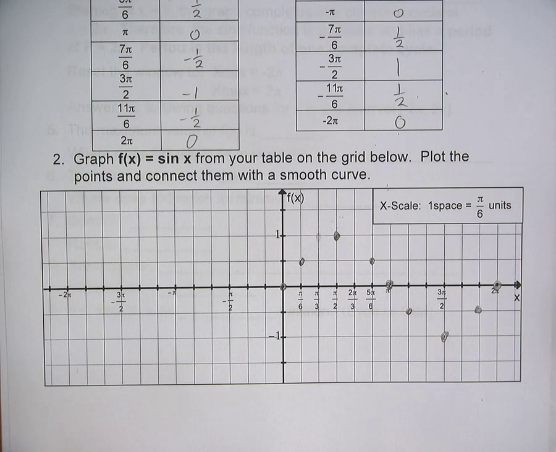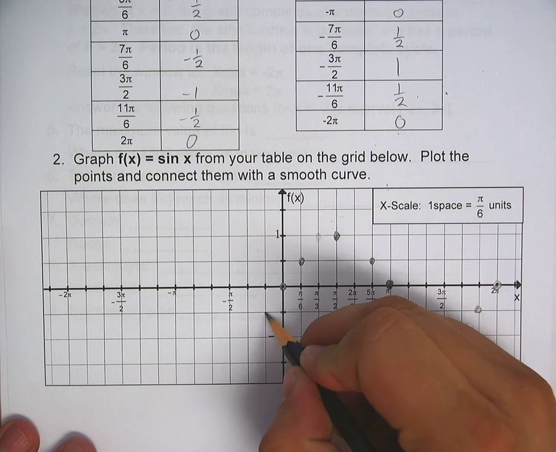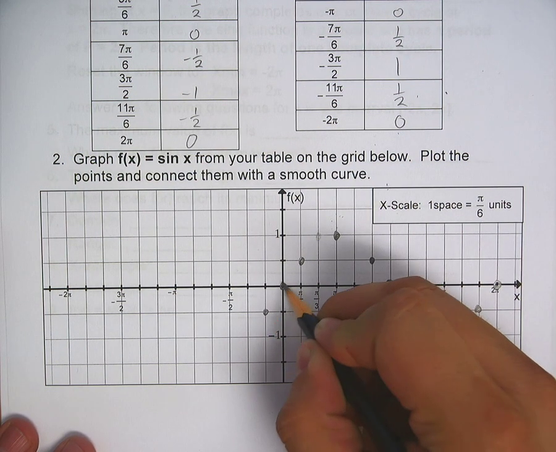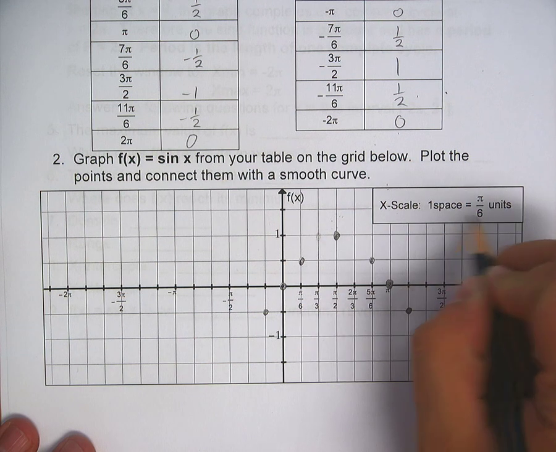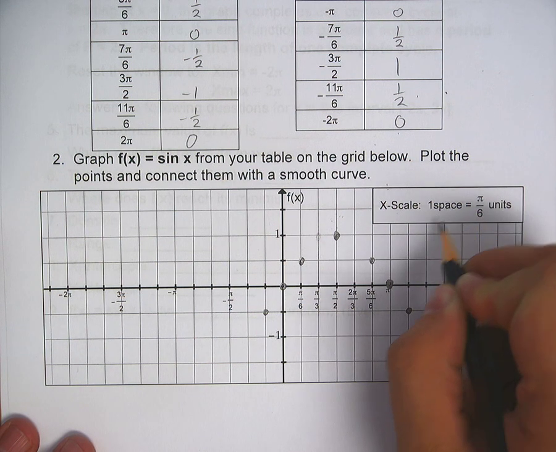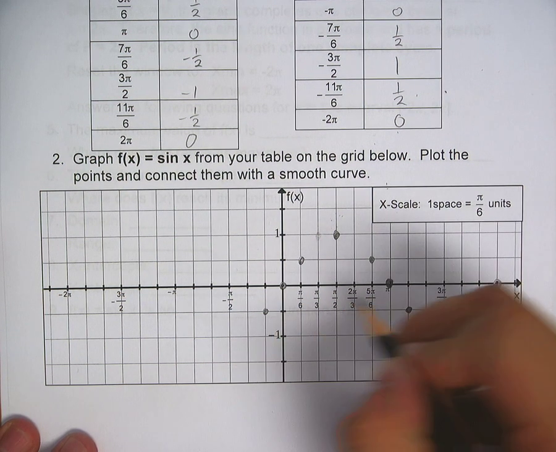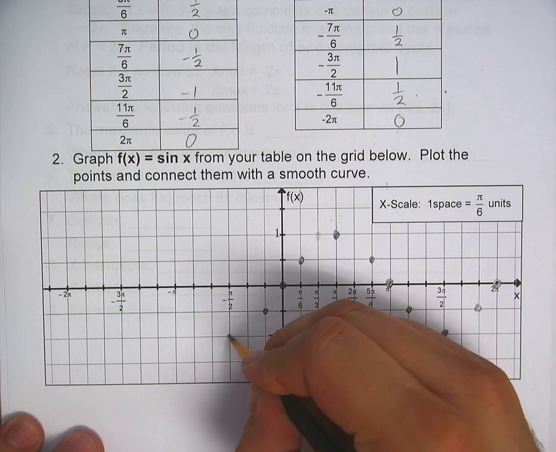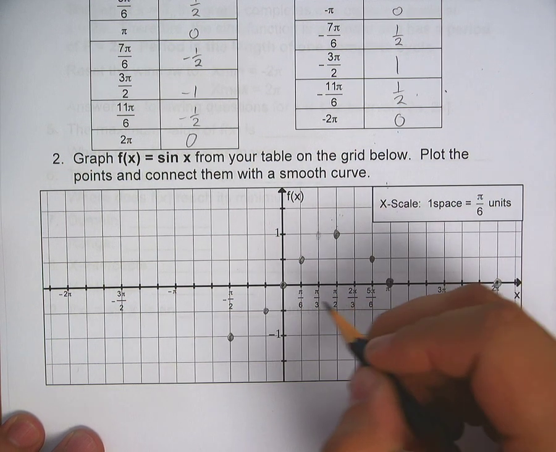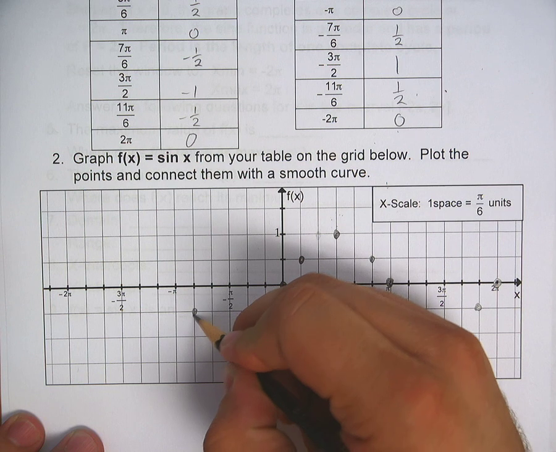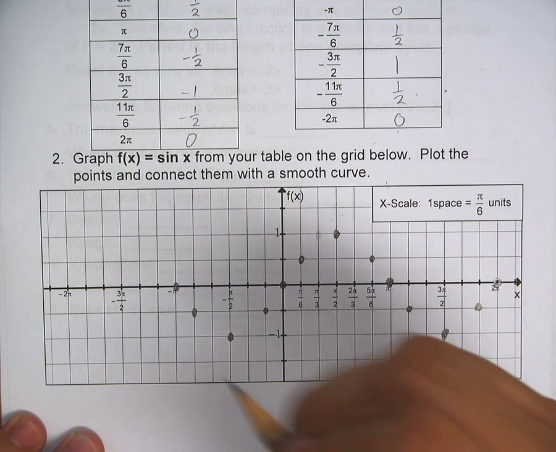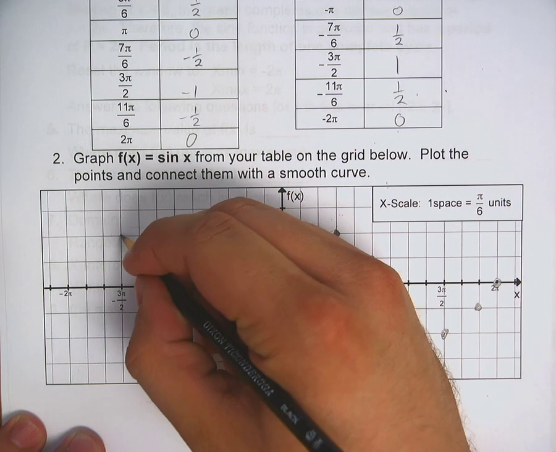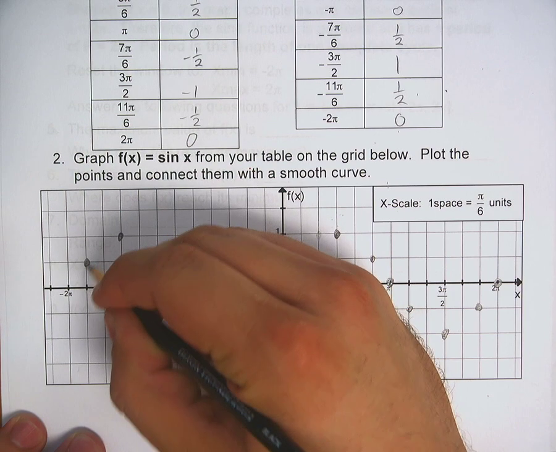That should look somewhat familiar. That's the sine wave, isn't it? And then we can go the other direction as well. So this will be negative pi over 6. Each one of these intervals is pi over 6 units. It says so right here. So this will be negative pi over 6, negative pi over 2, negative 1, negative 5 pi over 6, negative pi. And you'll notice that there is a format to how this works.